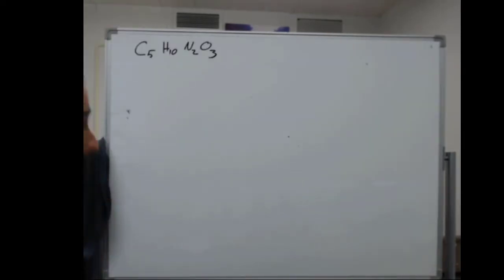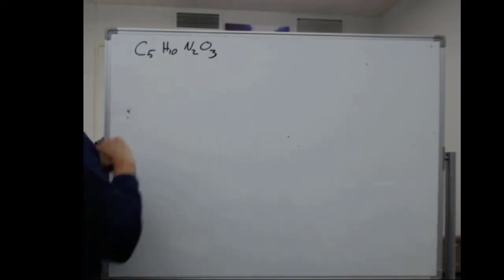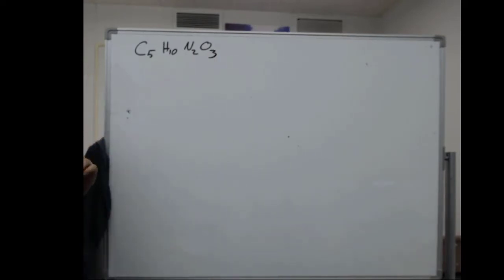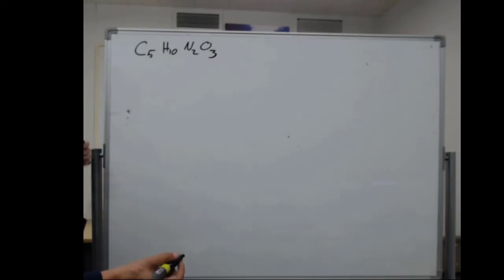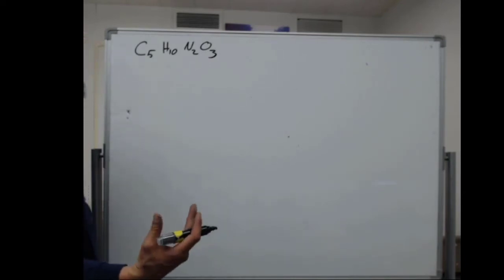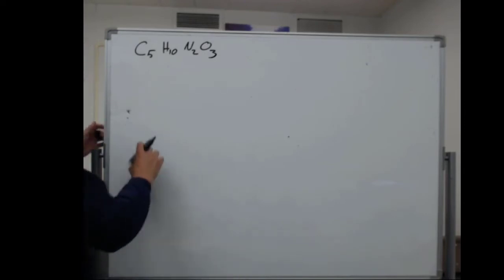For our next piece of practice, I've got a formula. I'm going to draw a couple Lewis structures. You're going to determine which Lewis structures are valid, which ones are invalid, and why they are invalid. Also, take a moment, pause the video while I'm drawing these, and just draw your own as well.